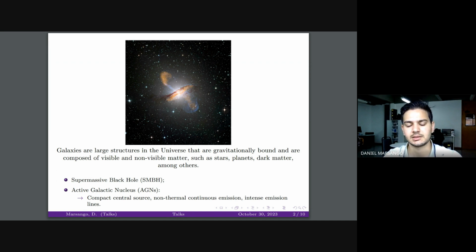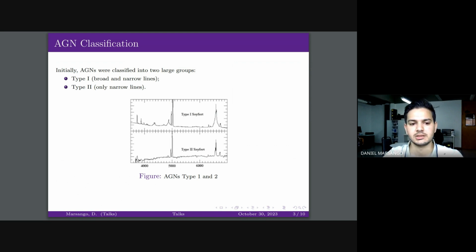AGNs are compact central sources with non-thermal continuum emission and intense emission lines. Initially, AGNs are classified in two large groups. Type 1 have broad and narrow lines. For example, in the upper spectrum in the figure, it is possible to identify the broad and narrow lines. Type 2 have only narrow lines. For example, in the bottom spectrum in the figure, it is possible to identify only narrow lines.